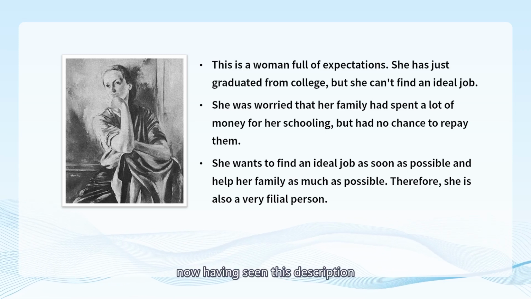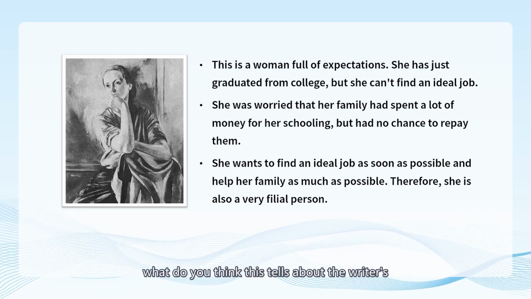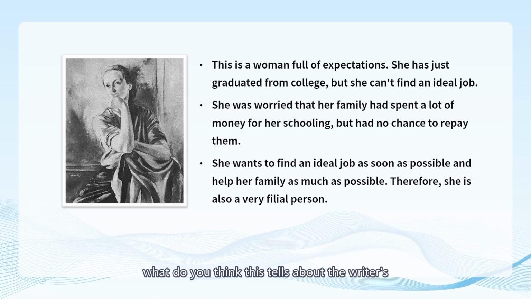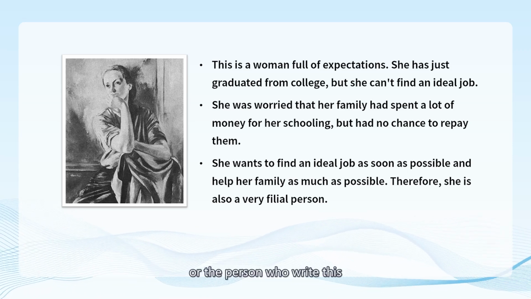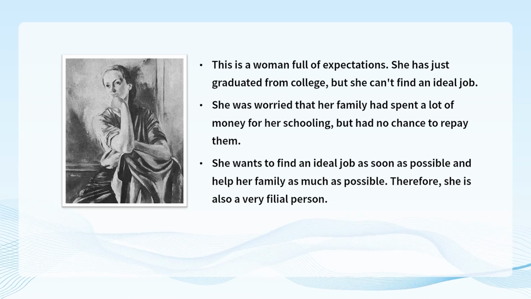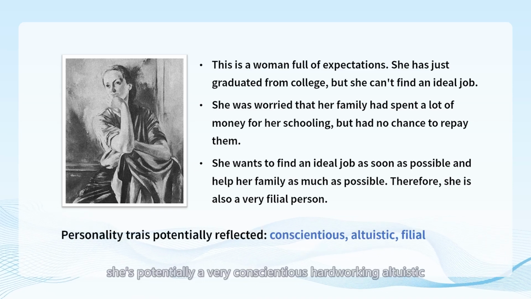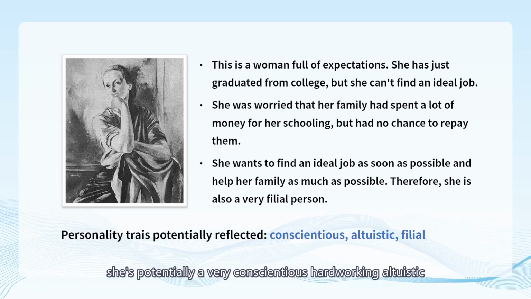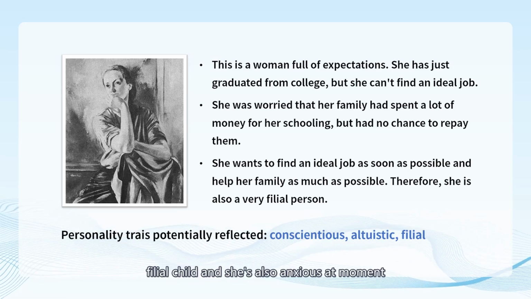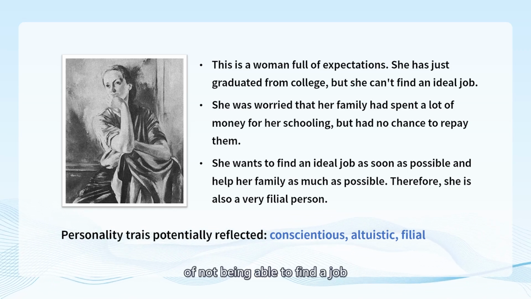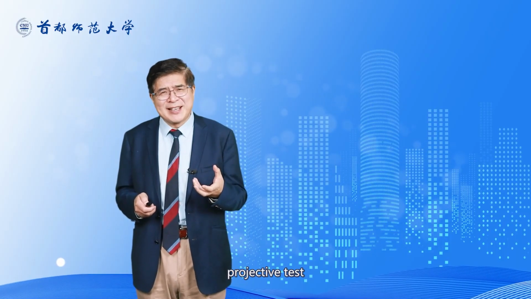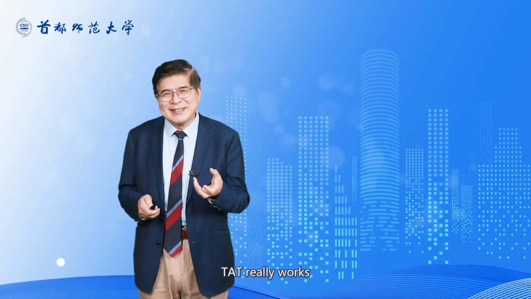Now, having seen this description, what do you think this tells about the writer, the person who wrote this, and her personality? It shows that she's potentially a very conscientious, hardworking, altruistic, filial child. And she's also anxious at the moment about not being able to find a job. Now you can see the projective test, TAT, really works.